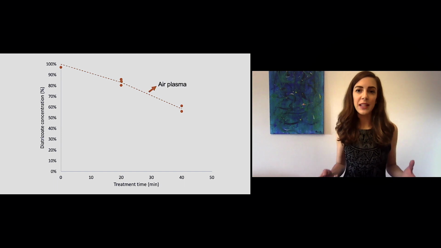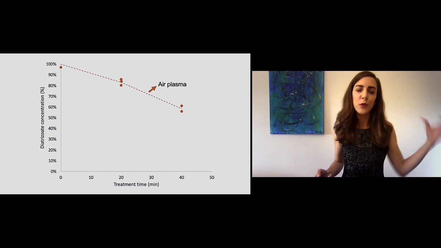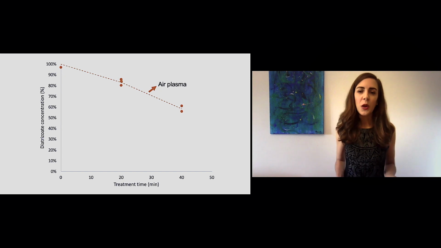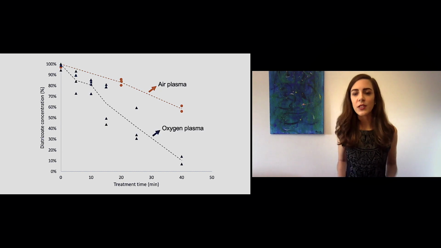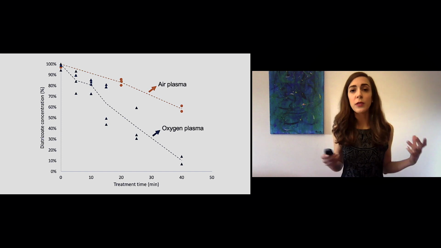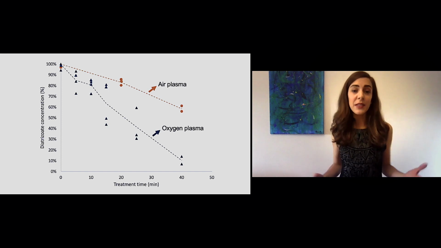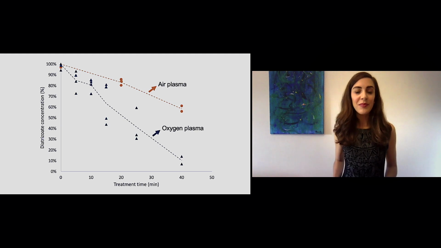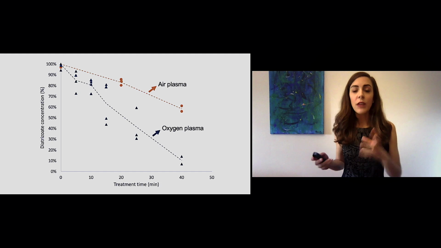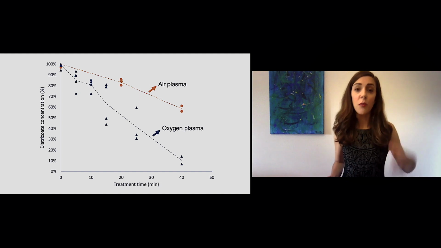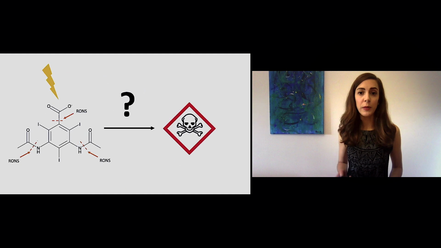Here, I was using an air plasma. It's the same type of plasma that I was using for the previous experiments that I showed with the dye. Well, by replacing this air plasma by an oxygen plasma, I was able to remove the diatrizoate almost completely after 40 minutes. Whereas with air, we removed less than half. So this is really great news. Now we can remove diatrizoate in a reasonable amount of time. And not only this, if we were using commercial power supplies, which are more powerful than the one that I have, we could remove it even faster. So now we've proven the concept that plasma can break down the molecule into smaller pieces.